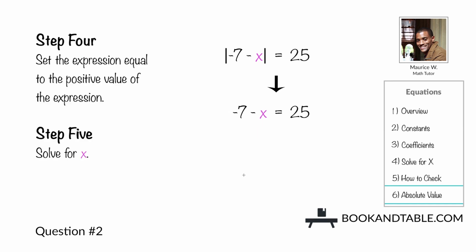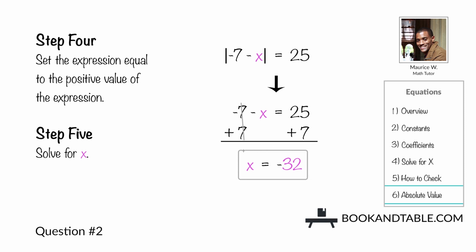Let's go ahead and solve for our second answer. Step 4, set the expression equal to the positive value of the expression. So that would be -7 minus x is equal to 25. And then step 5 is to solve for x. So we first want to remove our constant -7 by adding 7 to both sides, leaving us with -x on the left side and 25 plus 7, which is 32 on the right side. Divide both sides by -1, and you will get x is equal to -32.